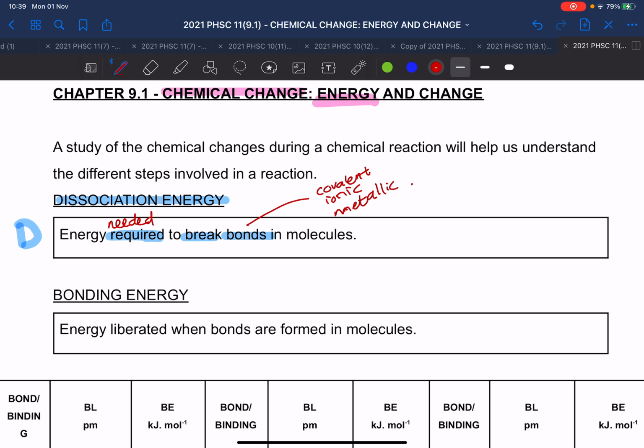And I'll go also busy with a new chapter, grade 12 chapter. Okay. Energy required to break bonds. I think that's what I wanted to say there.